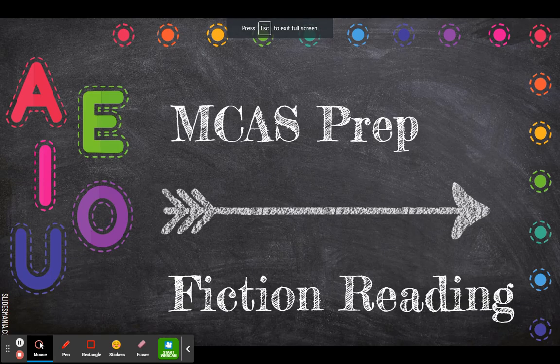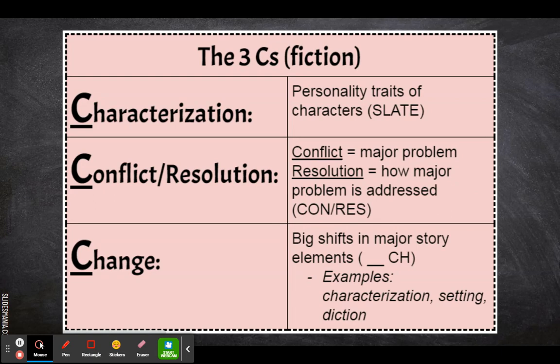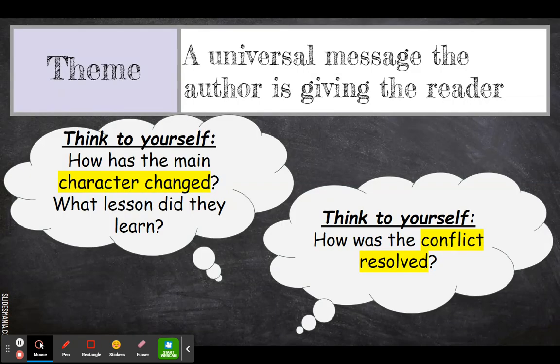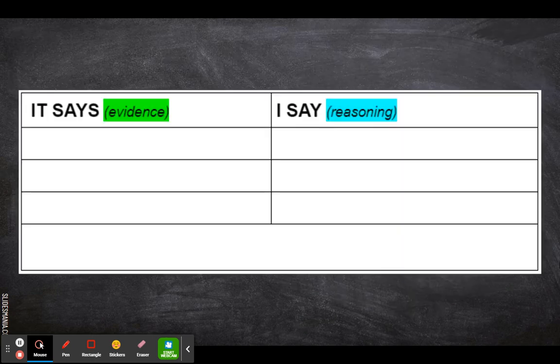Here's an MCAS prep video going over some fiction reading strategies. As we read fiction, we read with the 3 C's in mind: characterization, conflict and resolution, and change. We can use these 3 C's as a pathway to finding out the theme. A reminder that theme is a universal message the author is giving the reader.